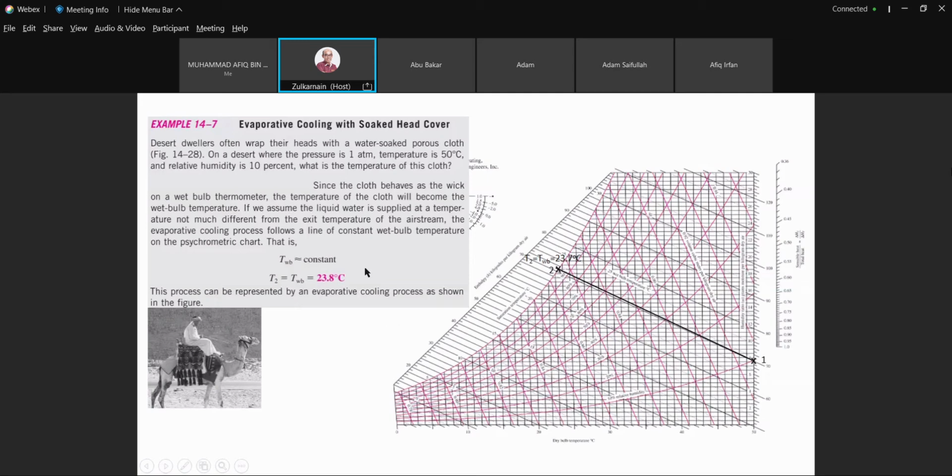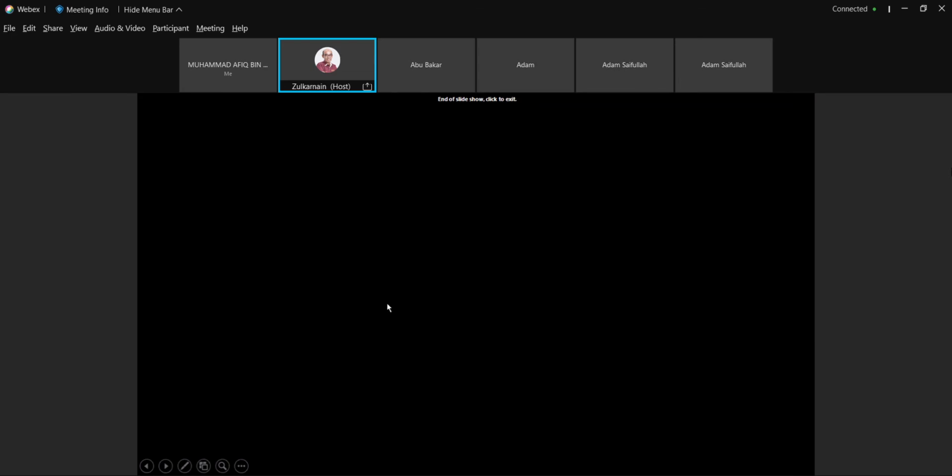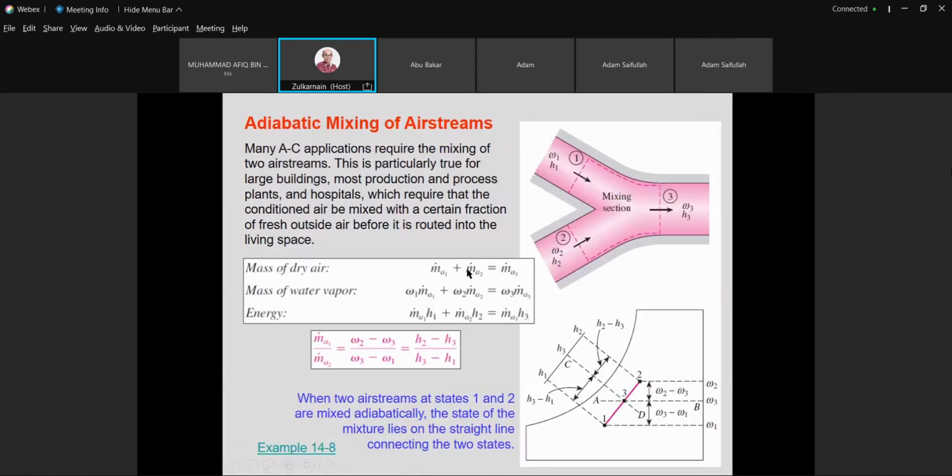So we are going to have 23.8 degrees. So at the environment of 50 degrees, the head will feel the cooling at 23.8 degrees C. So that is for the evaporative cooling.